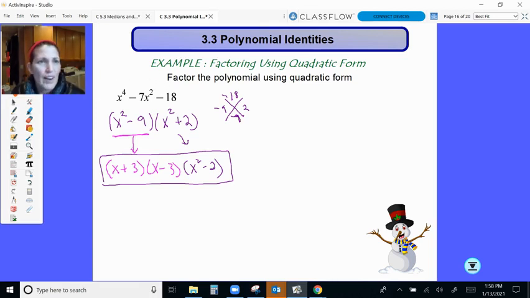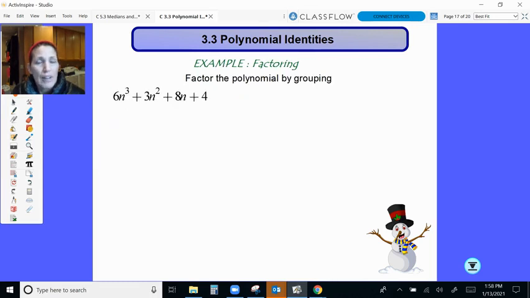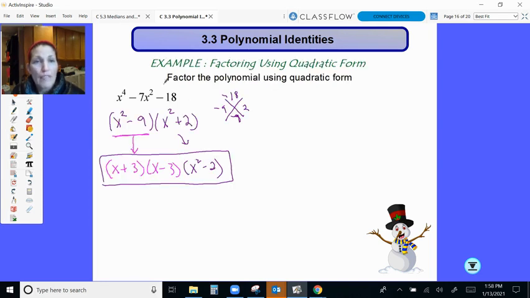Okay, you have to be able to recognize it. All right. Our next method is going to be factoring by grouping. This usually happens when we have 4 terms. Notice in my factoring by quadratic form, I have 3 terms.